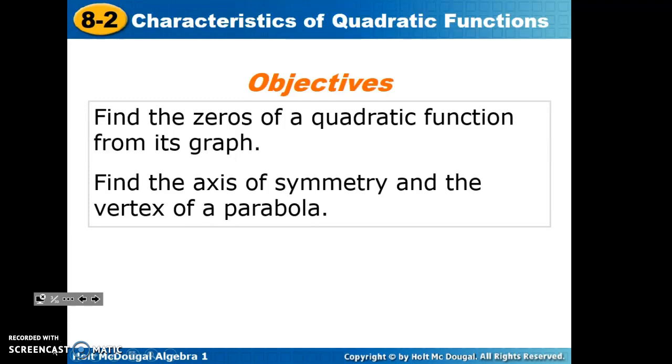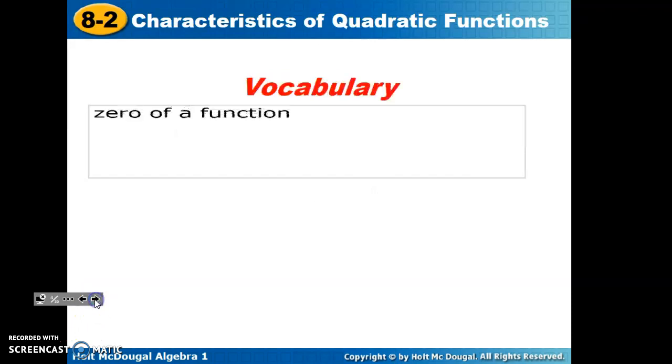So you guys know from lesson 8.1 that when we see the standard form of an equation, y equals ax squared plus bx plus c, we know that we have the shape of a parabola, a curve opening up or down. Today's objective is to find the zeros of our quadratic function from the graph and find the axis of symmetry and the vertex of a parabola.